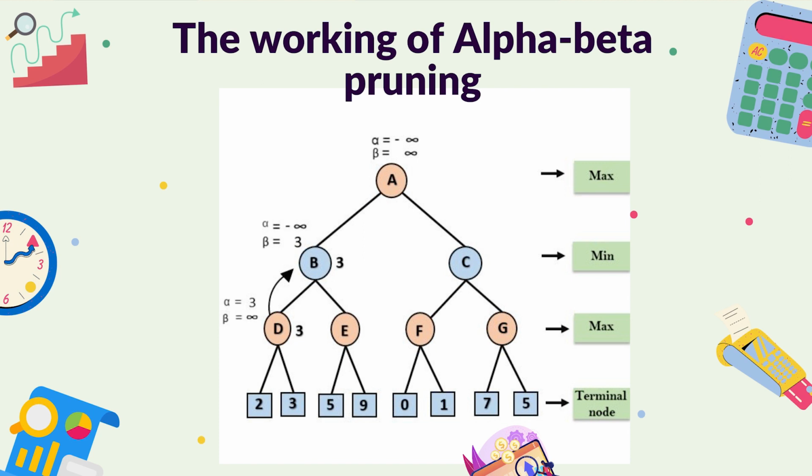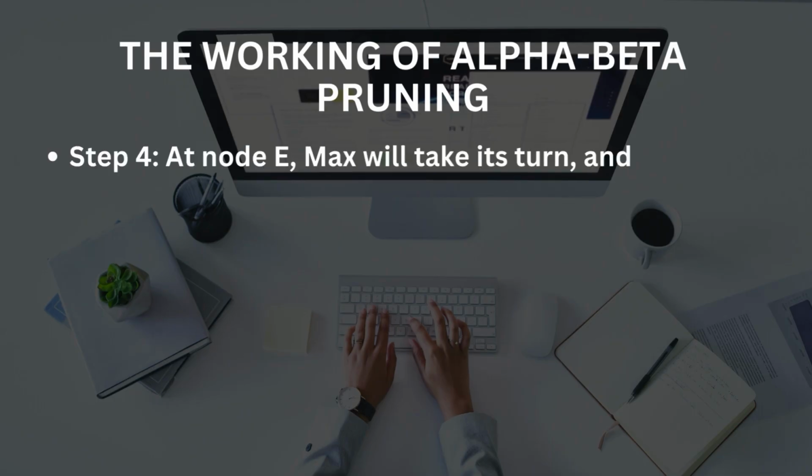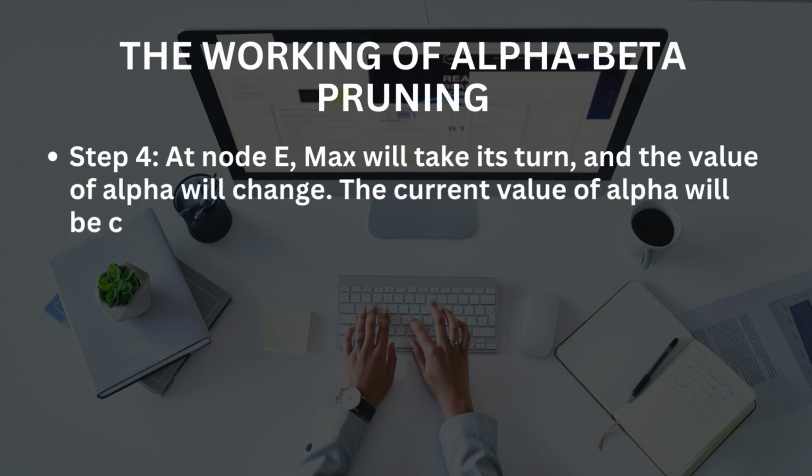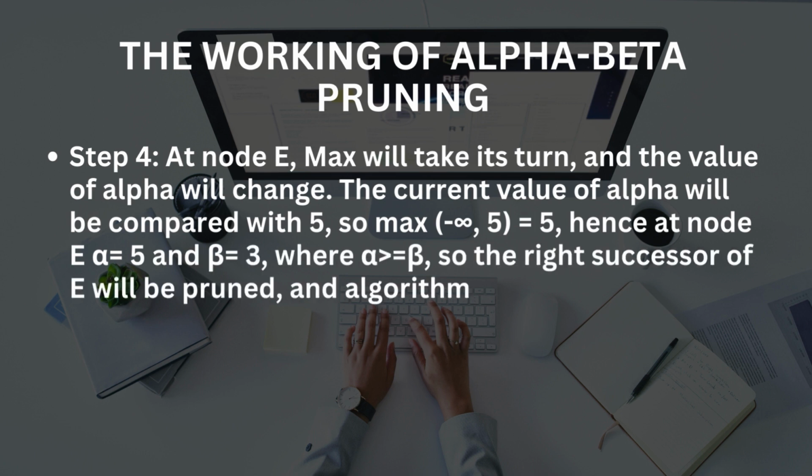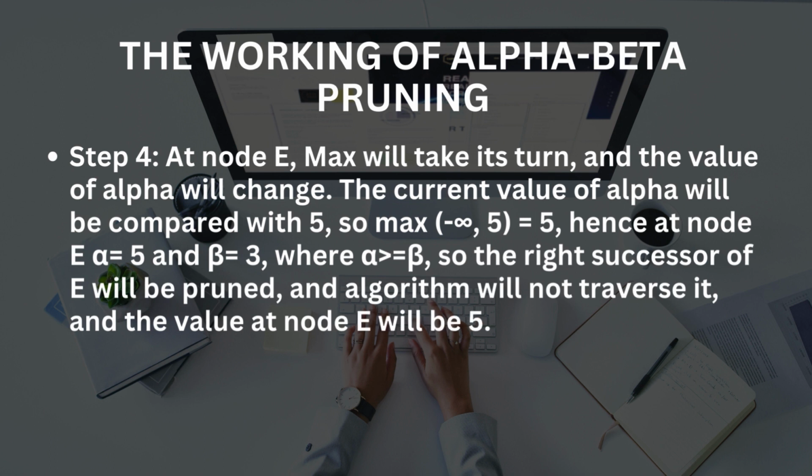Now, step 3. In the next step, the algorithm traverses the next successor of node B, which is node E, and the value of alpha equal to minus infinity and beta equal to 3 will also be passed. Step 4. At node E, max will take its turn and the value of alpha will change. The current value of alpha will be compared with 5. So, max of minus infinity and 5 is equal to 5.